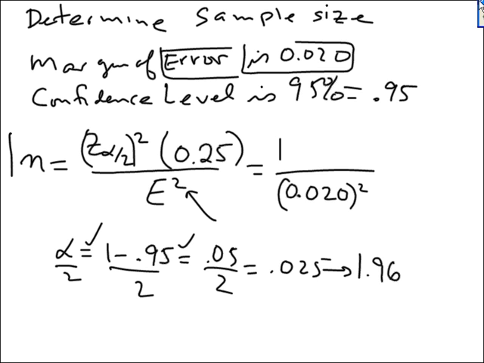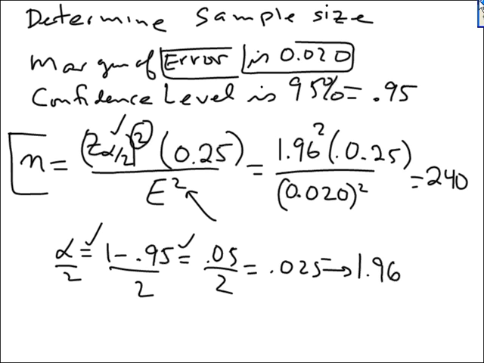So I'm back to the formula on top. z sub alpha over 2 is 1.96. I am asked to square it, then multiply it by 0.25, and then divide by 0.020 squared. And you crank this through, and you should get the magic number 2401. You need to round up if need be.